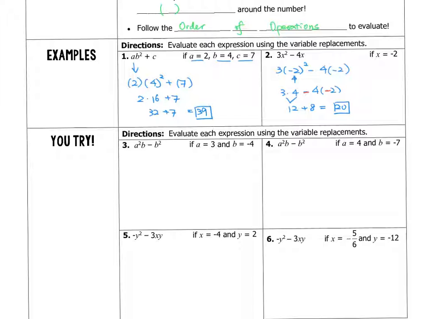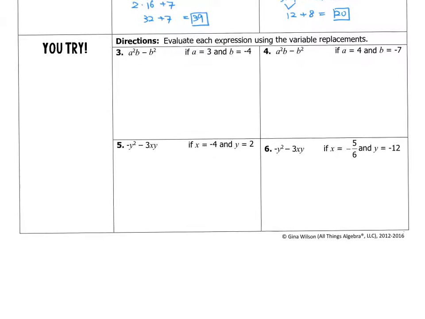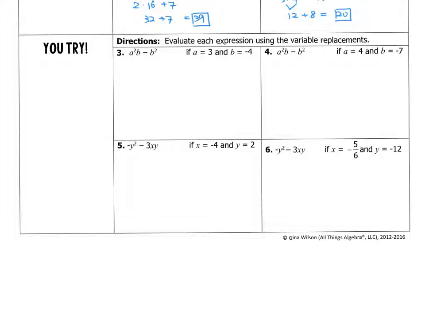So you can give it a try at the bottom. I'm going to stop the video for a while. You should pause it as well, and I will give you the answers.